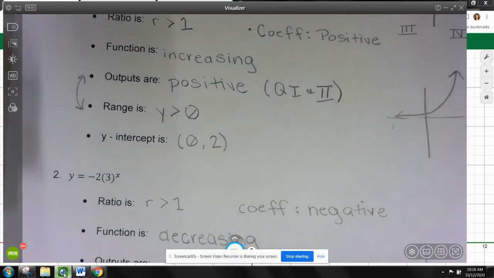Make it look a little bit better. All right.